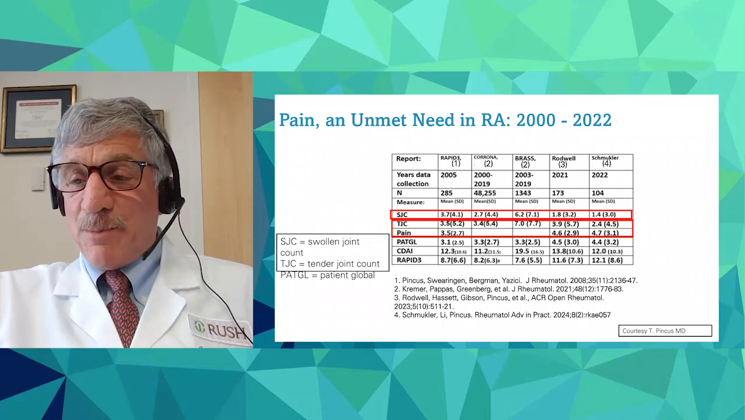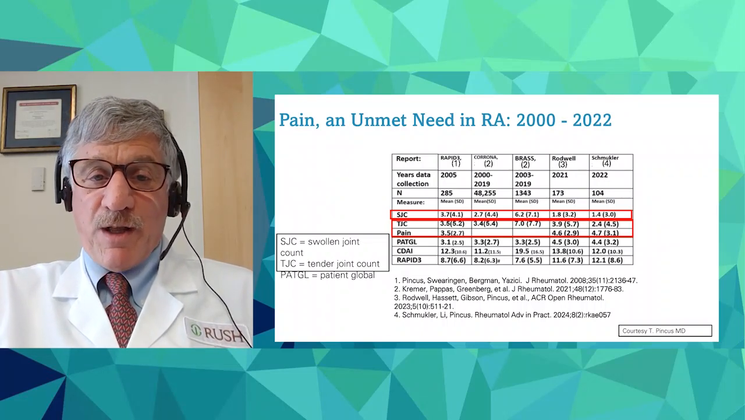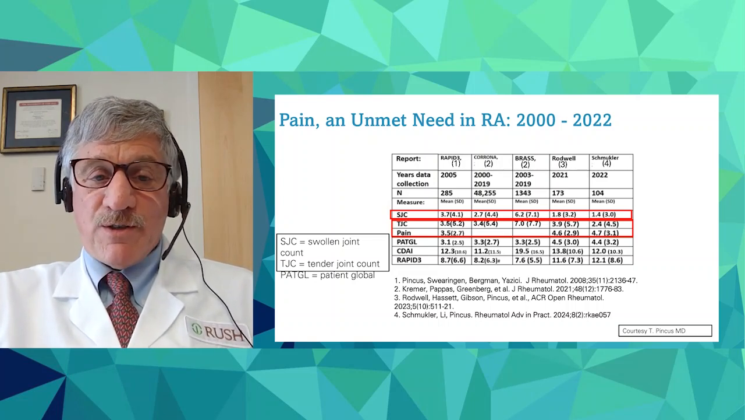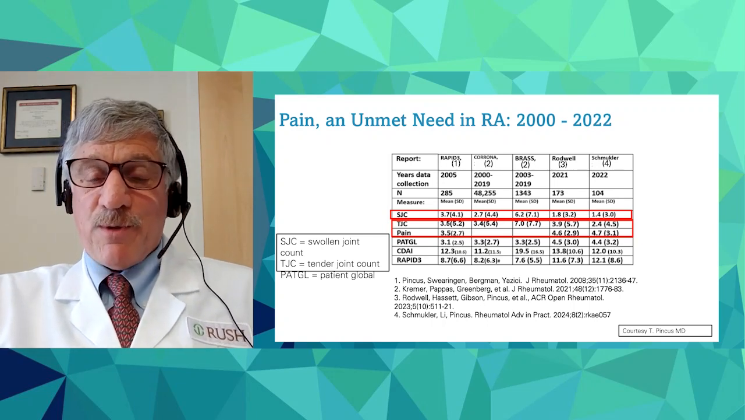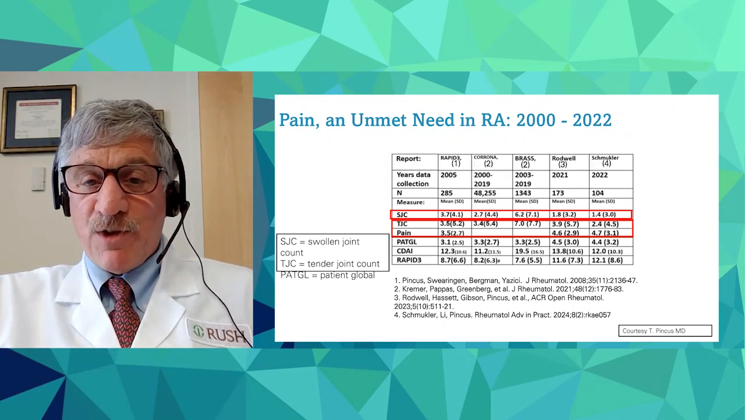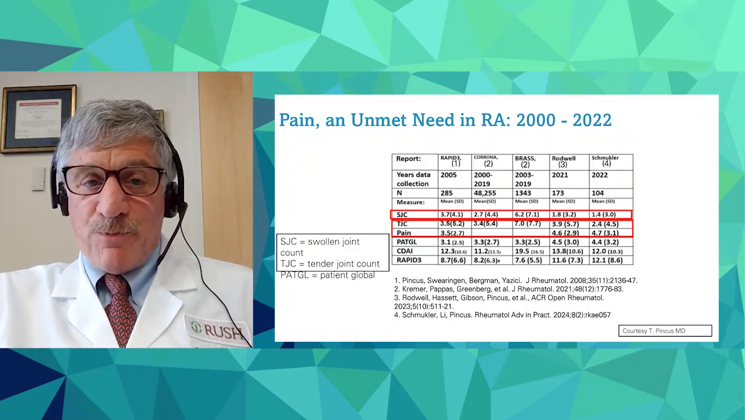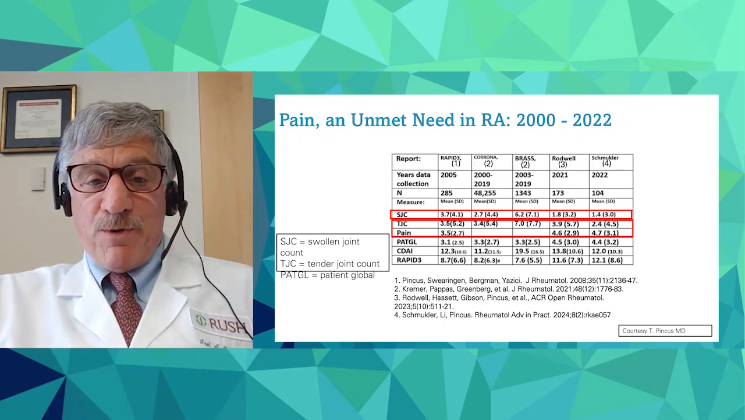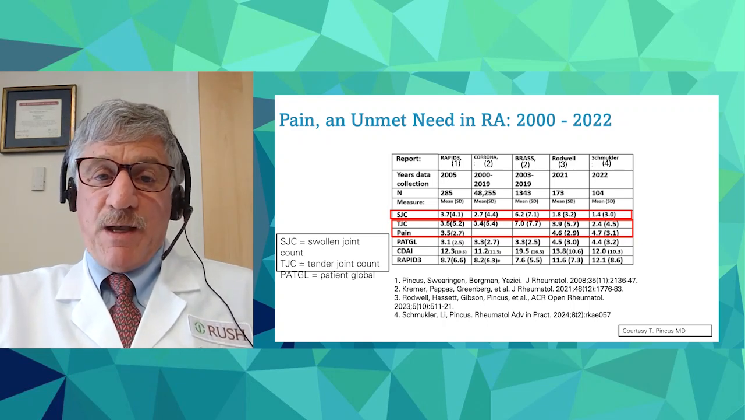Just as an example of the unmet need, if you look at how we've been doing with rheumatoid arthritis over the last 20 years, between early 2000s and 2022, what you see is under SJC, the swollen joint count, the actual inflammation has been much better controlled. We've really reduced the number of swollen joints, but both the tender joint count, meaning painful joints, and pain in general has remained stubbornly high. So we've done a great deal with modern therapeutics in terms of treating the inflammation, but we still have a huge unmet need with the pain.